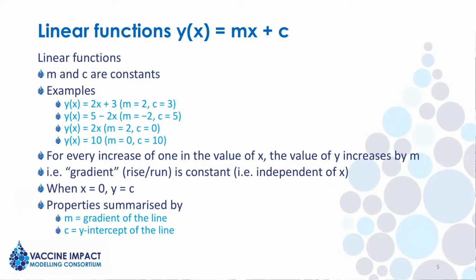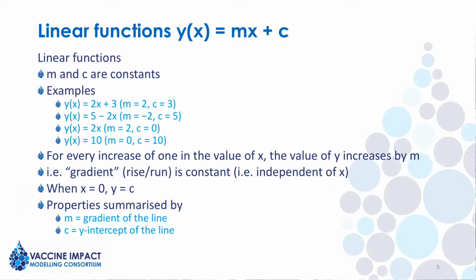Okay. So we've got plenty of examples here. We could have m equal to 2, c equal to 3. We can have a negative for m. We'll come back to how that looks in terms of a graph later on. We can have c equal to 0, and then this is a slightly simpler equation where we're saying y of x is equal to 2x. And then finally, we can have m equal to 0 as well.